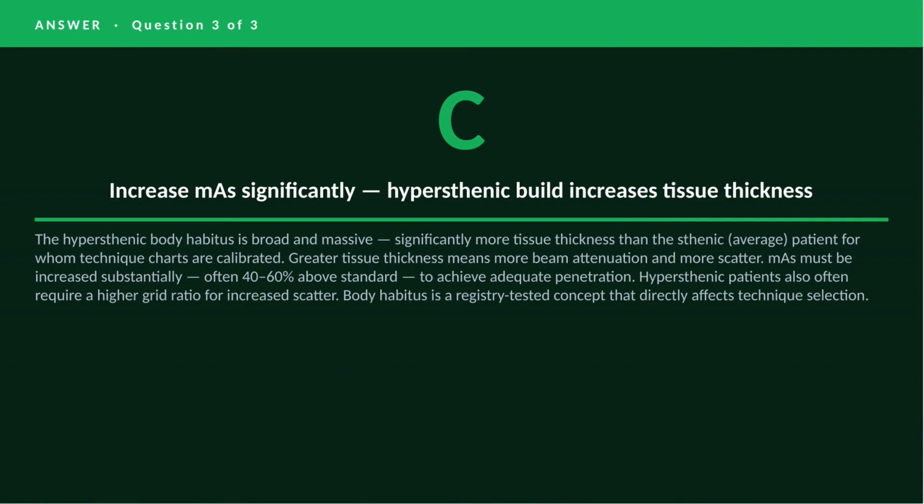The answer is C. Increase MES significantly. The hyperesthenic body habitus is broad and massive, significantly more tissue thickness than the asthenic patient for whom technique charts are calibrated. Greater tissue thickness means more beam attenuation and more scatter.